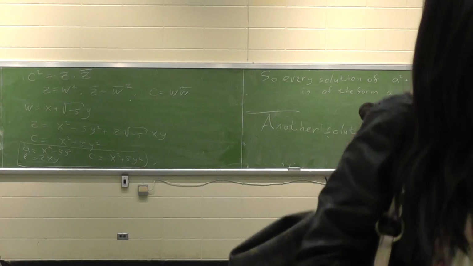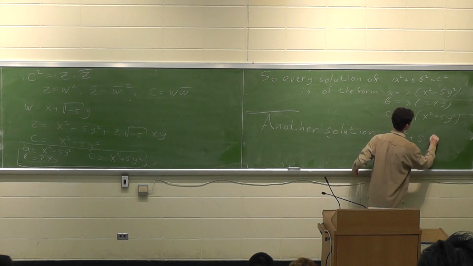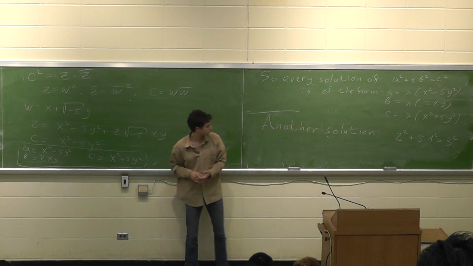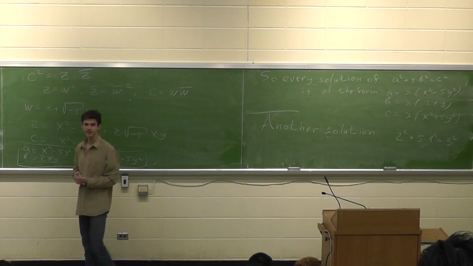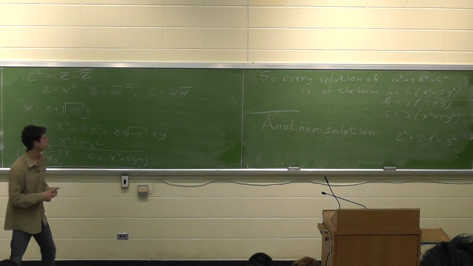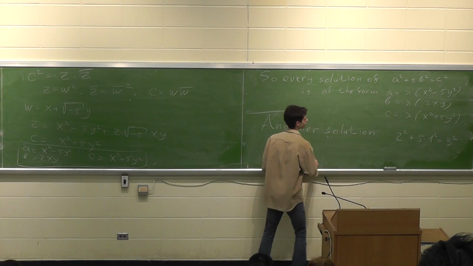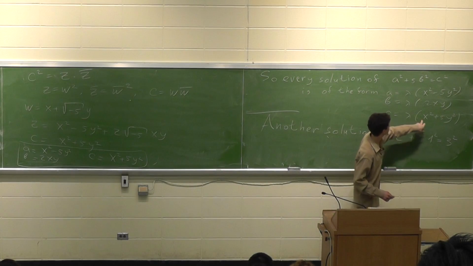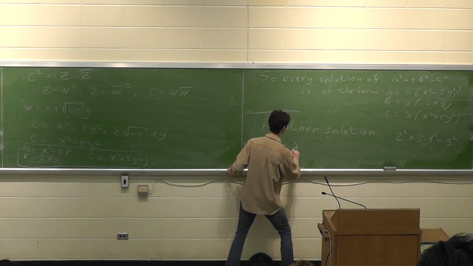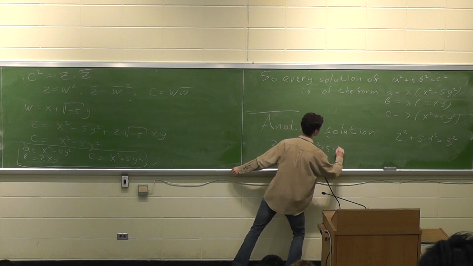Let me write 3 squared as 2 squared plus 5 times 1 squared. 4 plus 5 is 9, so it is a solution. Is it a solution of that form? Well, let's try. Definitely I want C to be lambda times x squared plus 5y squared. So I want 3 to be equal to lambda times x squared plus 5y squared.